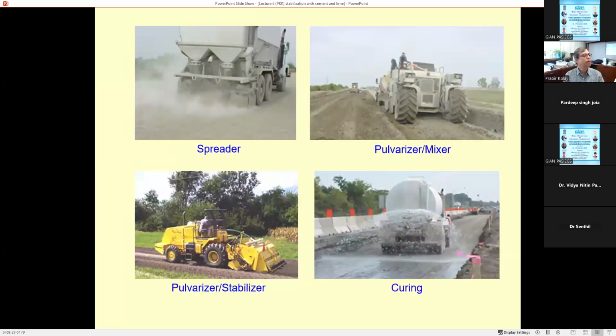So this is how it looks, the spreader, how they spread the dry lime. Then it pulverizes, and then you add water. After it pulverizes and stabilizes, they compact it, add water, and then compact it again, and then leave it for curing.